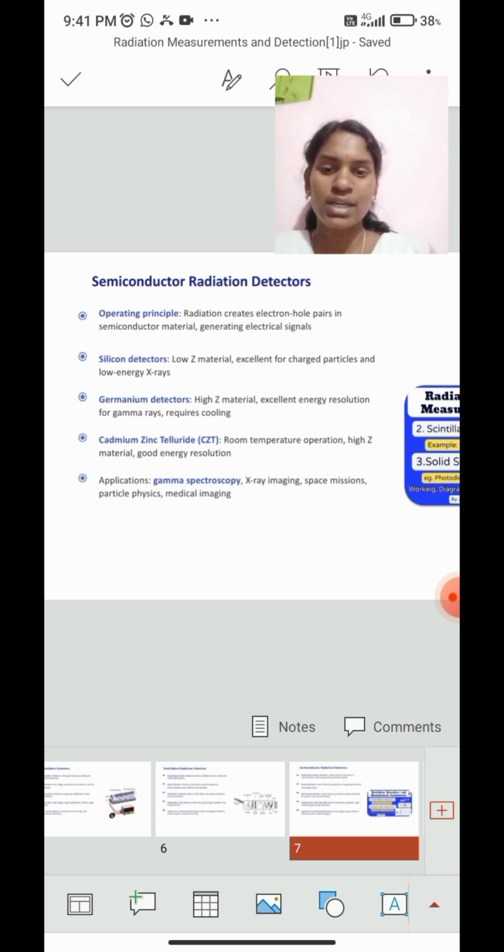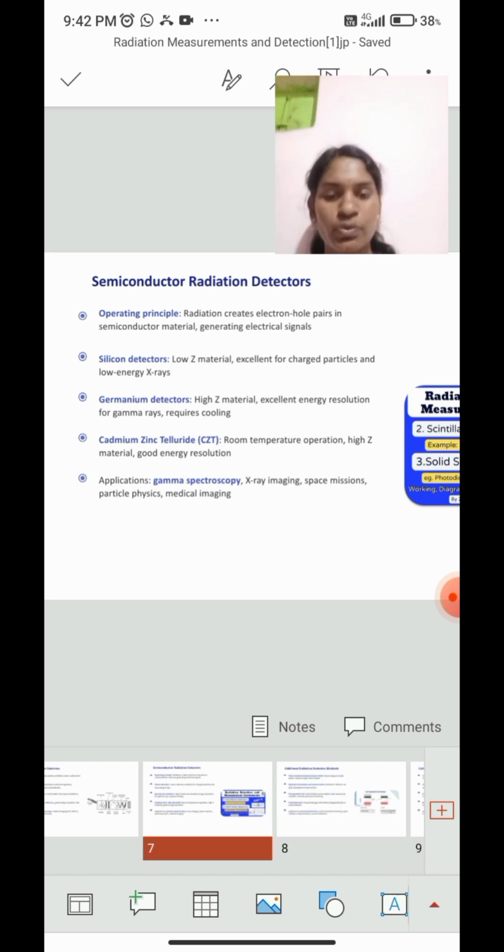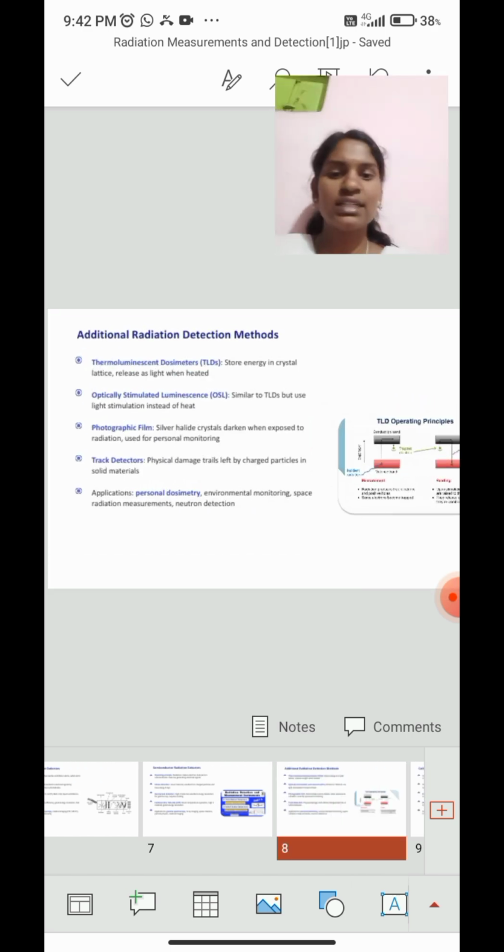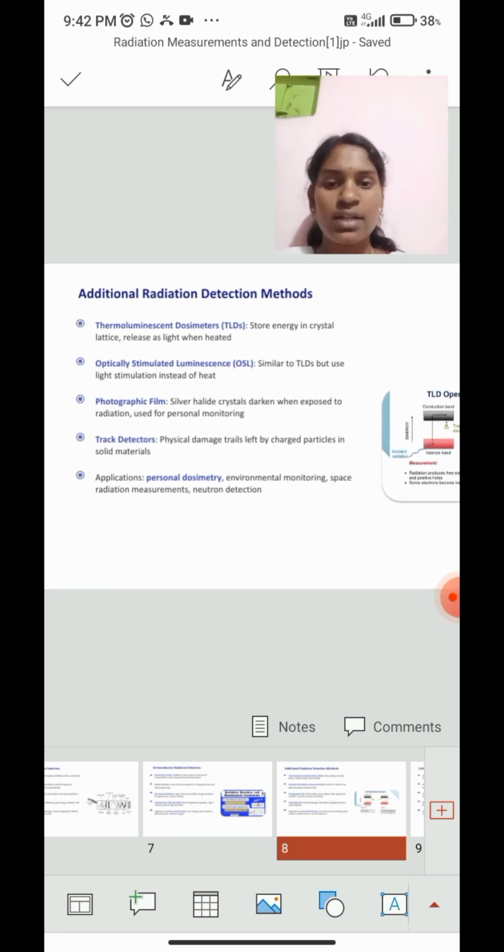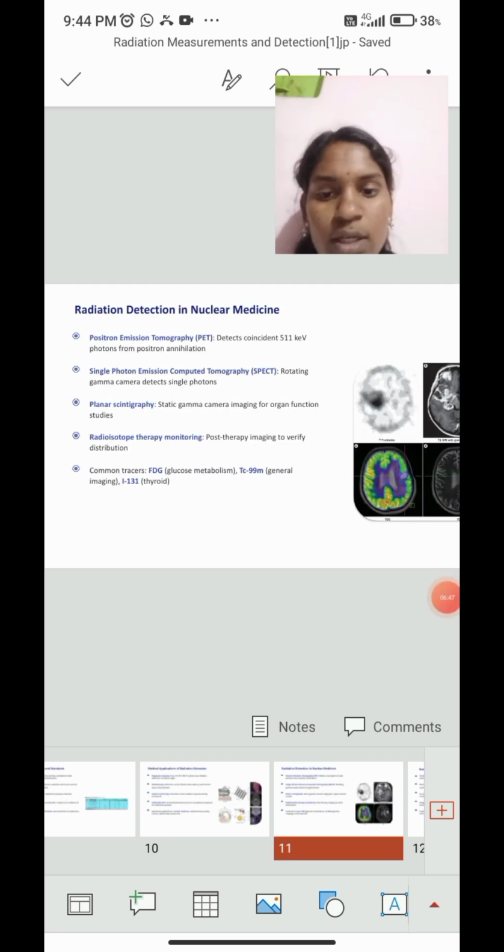Then cadmium zinc telluride is used for room temperature operation, a high-Z material with good energy resolution. The applications of semiconductor radiation detectors are gamma spectroscopy, X-ray imaging, space missions, particle physics, and medical imaging. Then additional radiation detection methods: radioisotope therapy monitoring, with common tracers such as FDG.